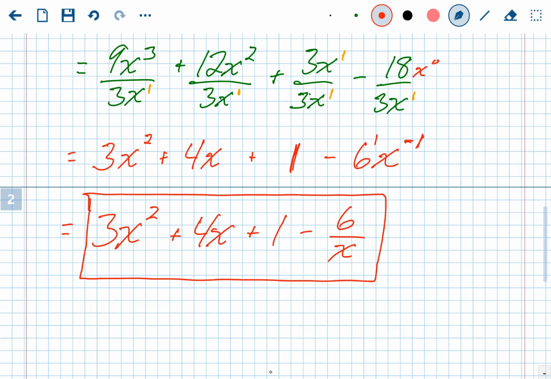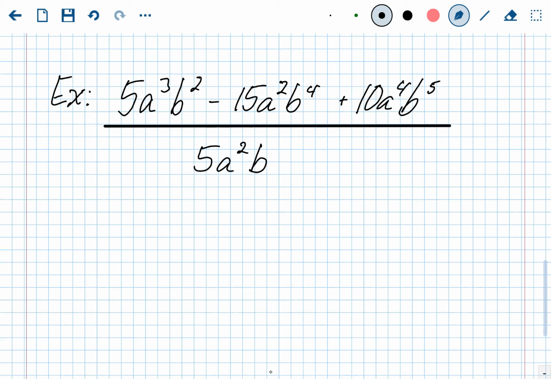Okay, let's look at one more simple division. If you want to pause it and try this problem, go for it. We got 5a to the third b to the second minus 15a squared b to the fourth plus 10a to the fourth b to the fifth. That's our trinomial on top. And on the denominator, our monomial, 5a squared b. And again, if it helps, anything without an exponent, you could go ahead and put a 1 on.